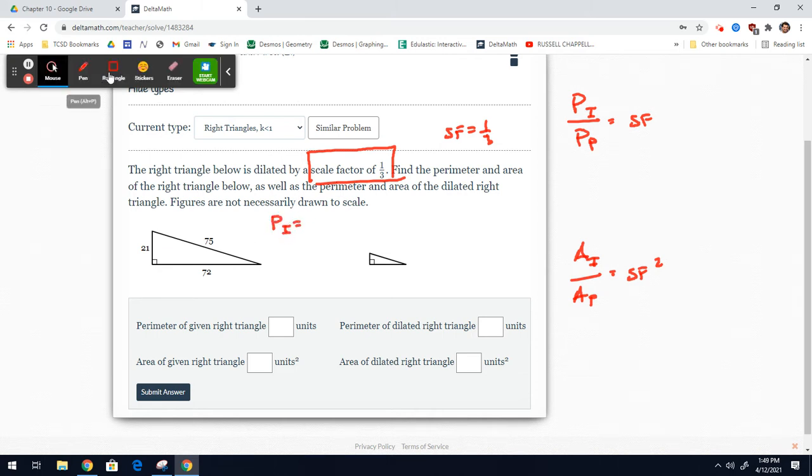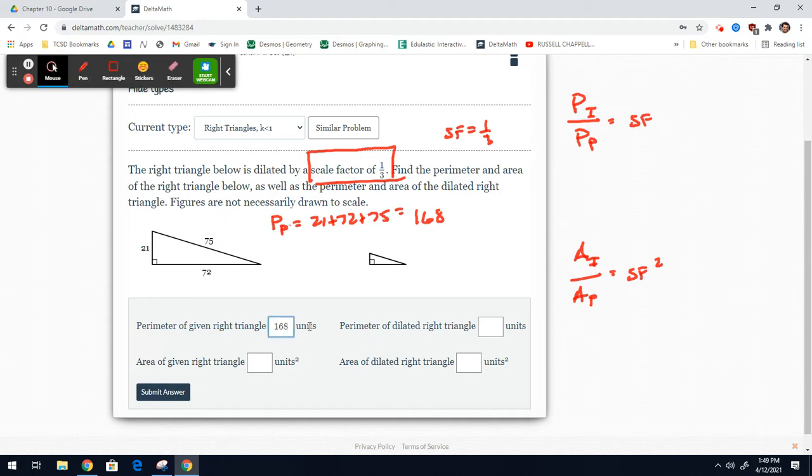Let me erase that real fast. So the perimeter of the original figure, the preimage, is going to be 21 plus 72 plus 75. And if we add that together, that's 147, 168, I do believe. Let me just double check. Yeah, 168. So that's the perimeter of the given triangle, 168.